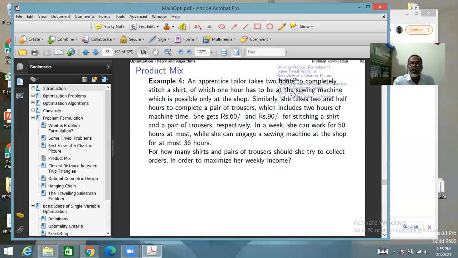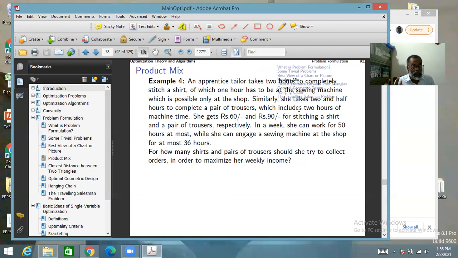hour has to be at the sewing machine, which is possible only at the shop. For using the sewing machine, she has to go to the shop. So 1 hour there is a must. The other hour that she needs to complete the shirt, she can do in the shop or at her home. It's up to her. Similarly, she takes 2.5 hours to complete a pair of trousers, which includes 2 hours of machine time, for which she has to go to the shop.